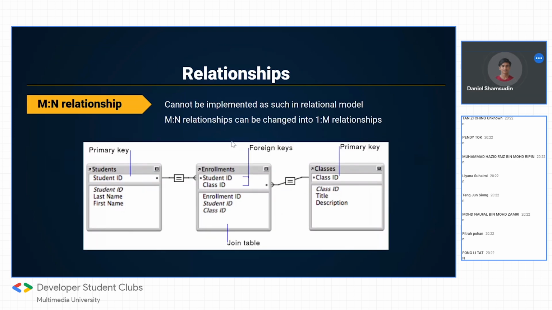Now, this is the most unique part of relationships in a relational database. We have the many to many relationship. Technically this relationship can exist, it does exist, but the problem is we cannot implement this as it is. We cannot just throw the many to many relationship into the database.